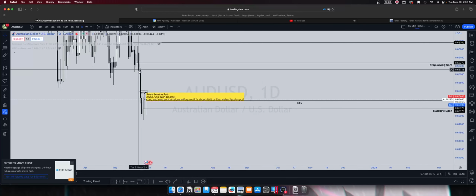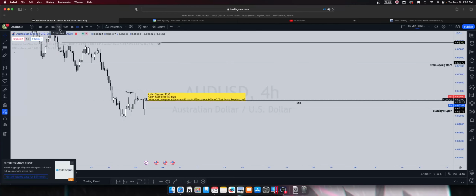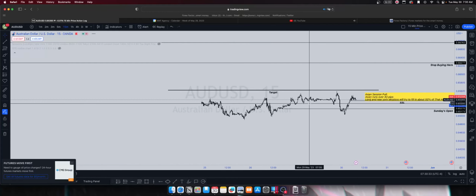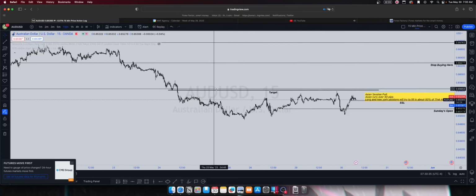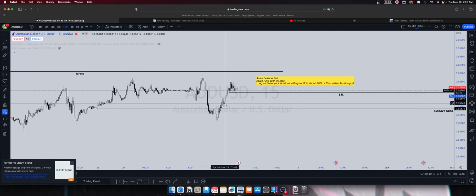As you can see, we got a lot to fill in, but I don't expect it to fill in that in one day. So yeah, we'll see if we get a setup. But my target definitely would be above that high, filling in some of that. That'd be my overall target. And yeah, we'll see where it takes us.